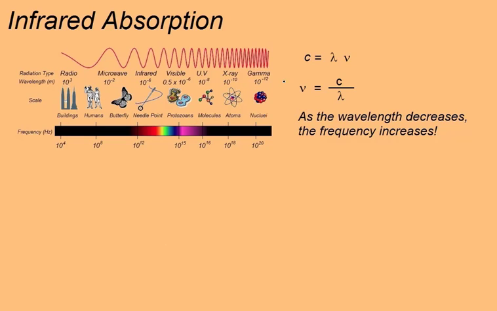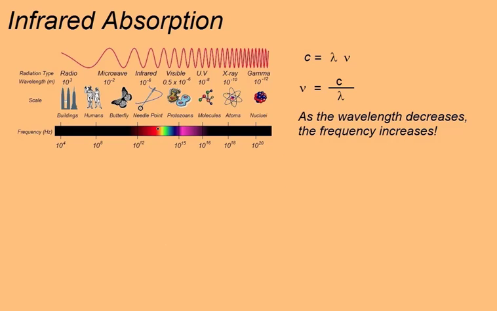And so the speed of light from Einstein's equation is equal to the wavelength multiplied by nu, the frequency. The frequency, therefore, is equal to the speed of light divided by the wavelength. And so we can see mathematically that as that wavelength decreases, as we're seeing on our diagram from left to right, that decreasing wavelength causes an increase in the frequency.